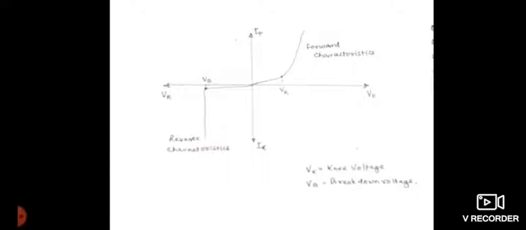characteristics plot. In the forward bias, what happens? As the voltage is increased, slowly the current starts flowing, and at the point phi k, that is the knee voltage, the junction potential barrier is eliminated and the diode starts conducting. During the reverse bias, you can see as the reverse voltage is increased, a very small current flows through the diode, and when the applied voltage reaches the breakdown voltage, the junction breaks down and the diode starts conducting rapidly.